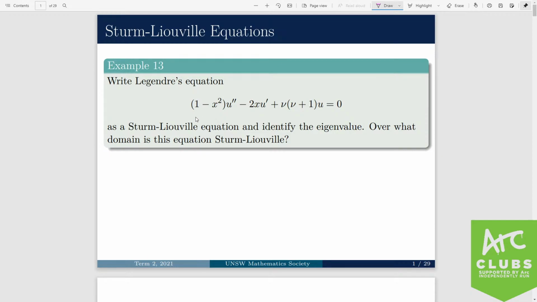So we have this question, which is: given this Legendre's equation, write this as a Sturm-Liouville equation. Once again, a Sturm-Liouville equation is any equation that can be written as p of x u double dash plus lambda r of x minus q of x equals 0.